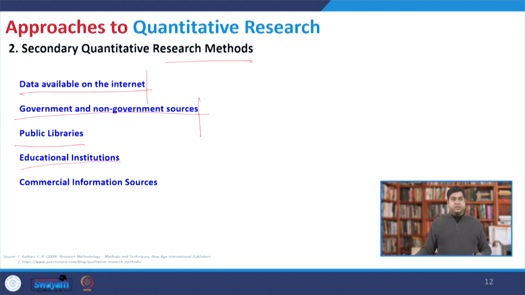Educational institutions, definitely, in an educational institution there are certain theses already there, so you can get access to already done research as case studies, and then you can go ahead. Commercial information sources are also particular: some commercial party wants to understand the trend of their marketing or their product sellability, and for that you can also get that information and do the analysis.